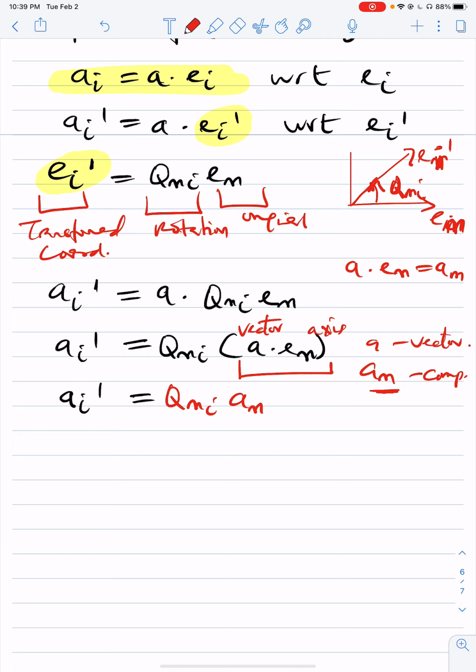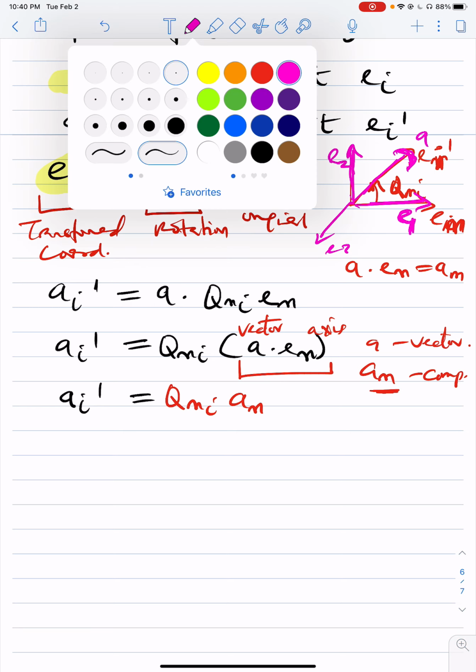We can look at it with this diagram. This is the vector, right? So A times E1 describes the components with respect to E1. A times E2 describes the component with respect to E2, and A times E3 describes the component with respect to E3. I hope that makes it clear.